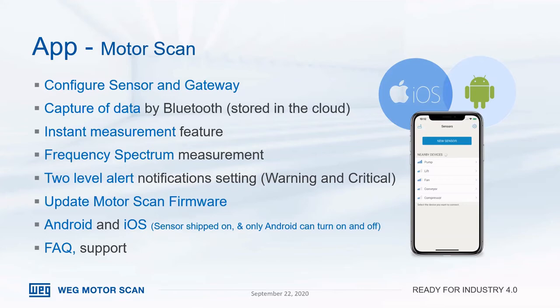Again, the app has instant measurement features and frequency spectrum measurements. You can have a 2-level alert system where it'll alert you, hey, there's a warning, and then it moves to a critical issue. So you can kind of be on top of what's happening in the field.